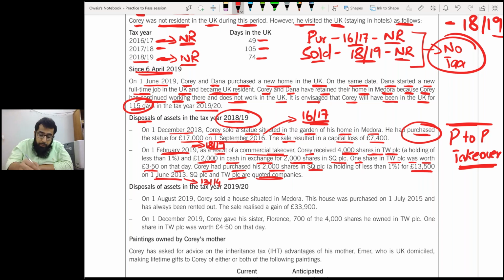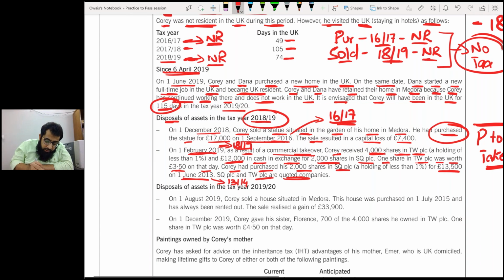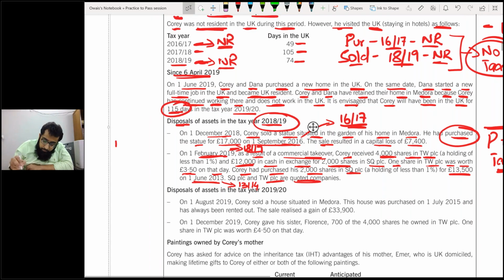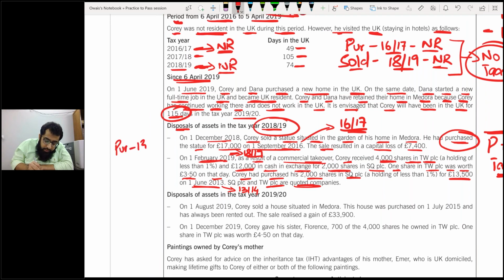I want answers from you people. I don't want a sleeping audience. Now, when did he purchase these shares? He purchased these shares in 13/14 when he was resident. My friend Saifur Rahman, please listen to the question carefully. He purchased these shares in 13/14 when he was resident. When was the takeover? Takeover was in 16/17 when he was non-resident.